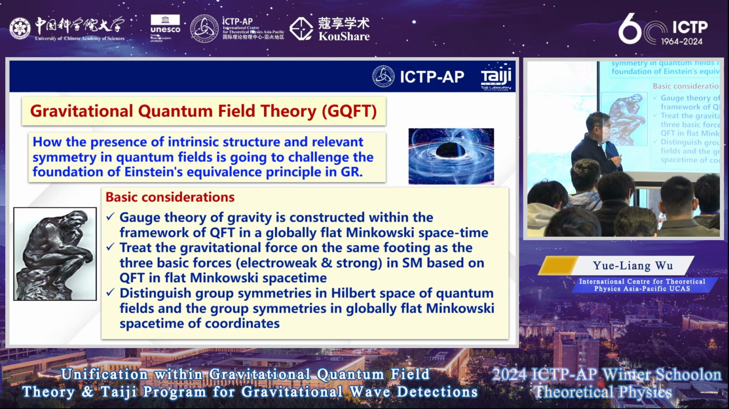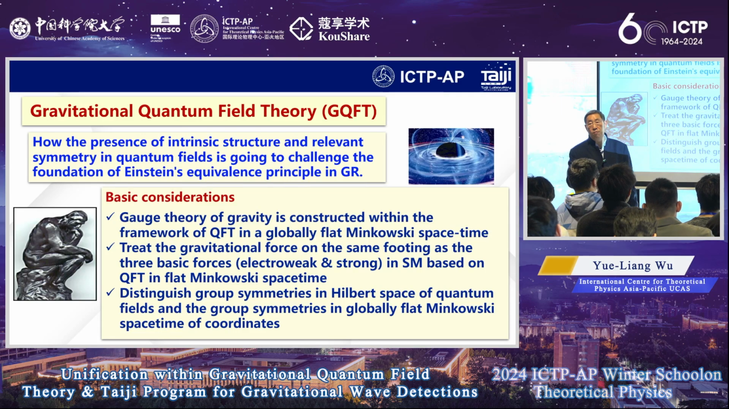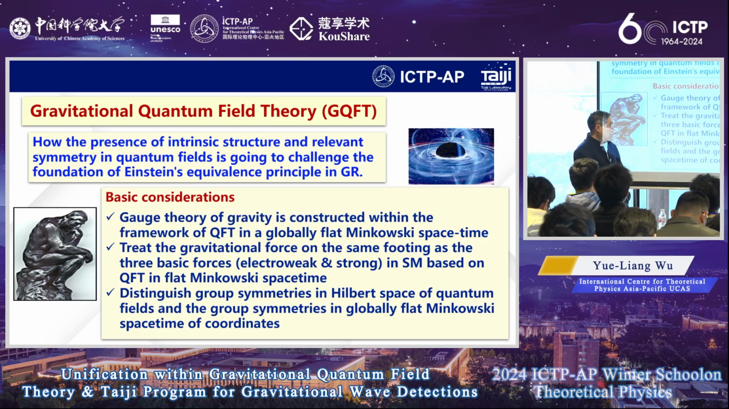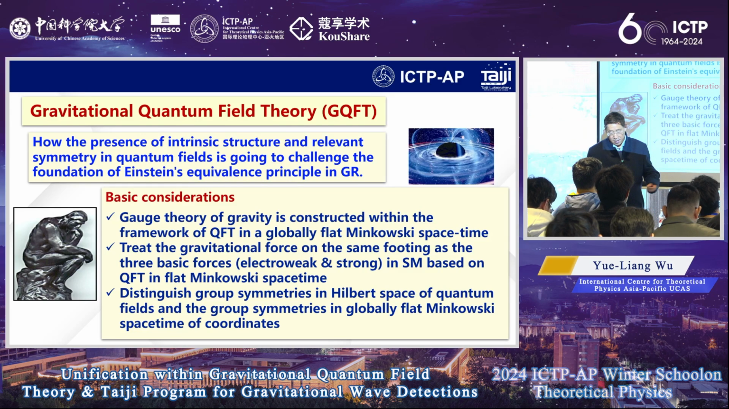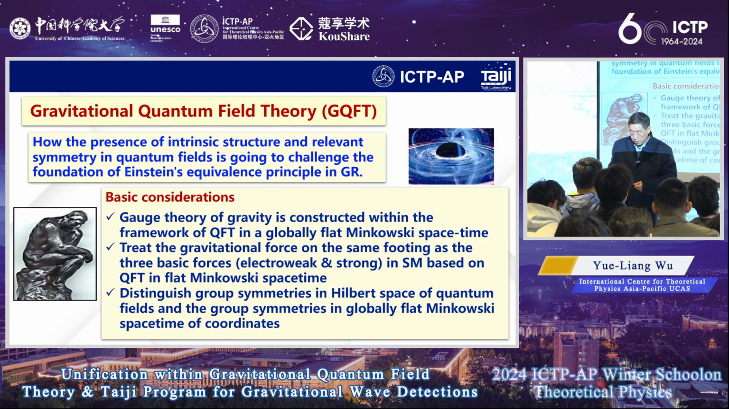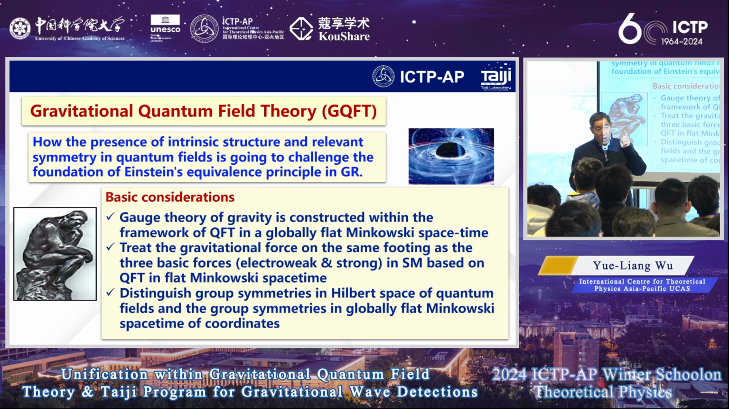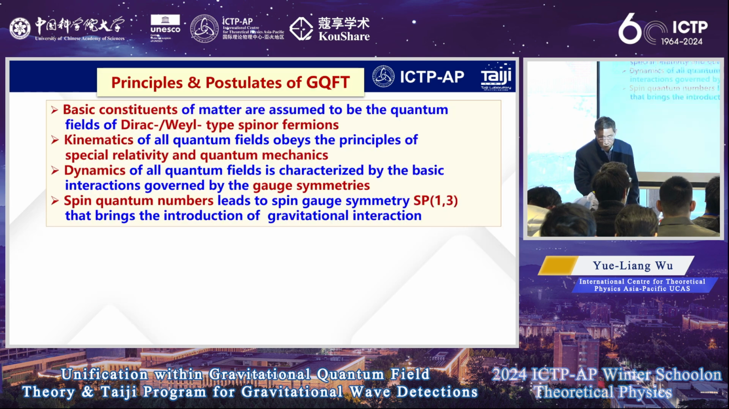Very important for that is we have to distinguish group symmetries in the Hilbert space of quantum field, that means for leptons and quarks, and the group symmetries in this globally flat Minkowski spacetime of coordinates. We have to distinguish these two symmetries. But in special relativity, in quantum mechanics or in quantum field theories, we do not distinguish the symmetries of the leptons and quarks in the Hilbert space and the symmetries in the flat Minkowski space. They have to be associated. So this is why these symmetries are associated with the same symmetries.